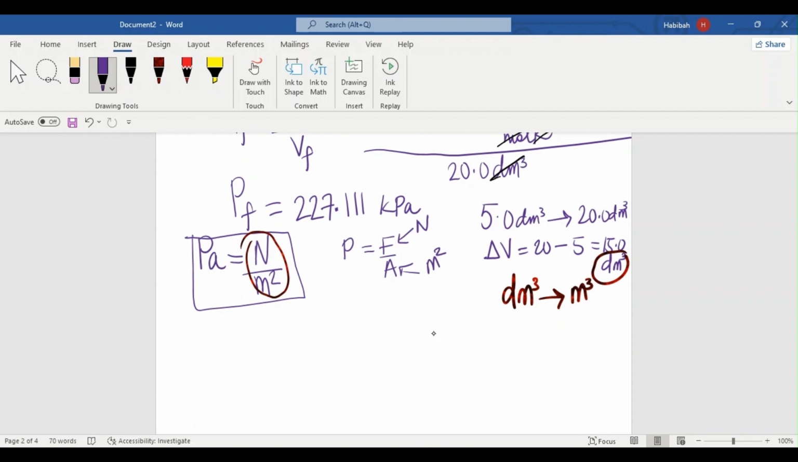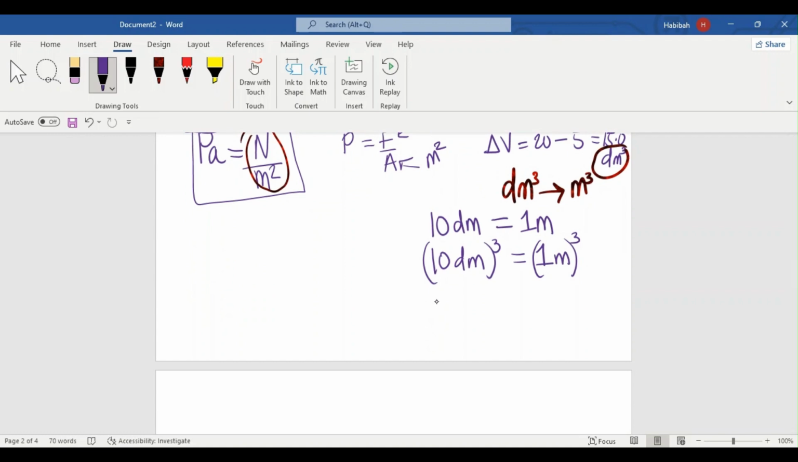So now, dm cubed to meter cubed, we need the standard information, right? So 10 decimeter is the same thing as 1 meter. Hence, 10 decimeter all cubed is going to be equivalent to 1 meter all cubed. So doing the math, we'll see that 10 times 10 times 10 is just 1000. dm times dm times dm is dm cubed. 1 times 1 is 1. Meter times meter times meter is meter cubed. So what this is telling me is that for every 1 meter cubed, we've got 1000 decimeter cubed.